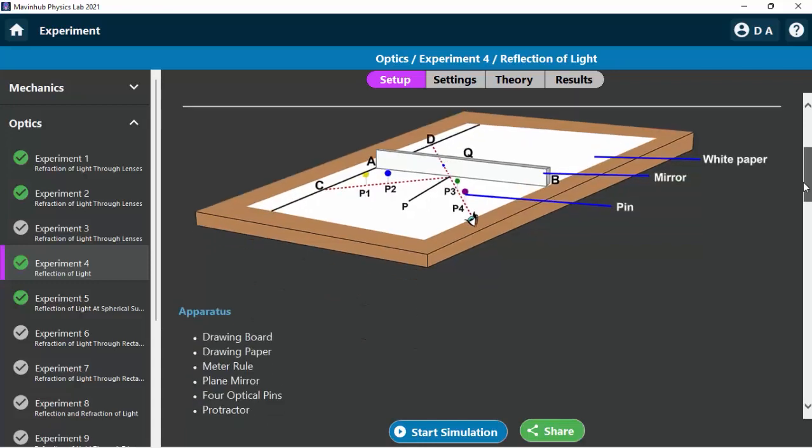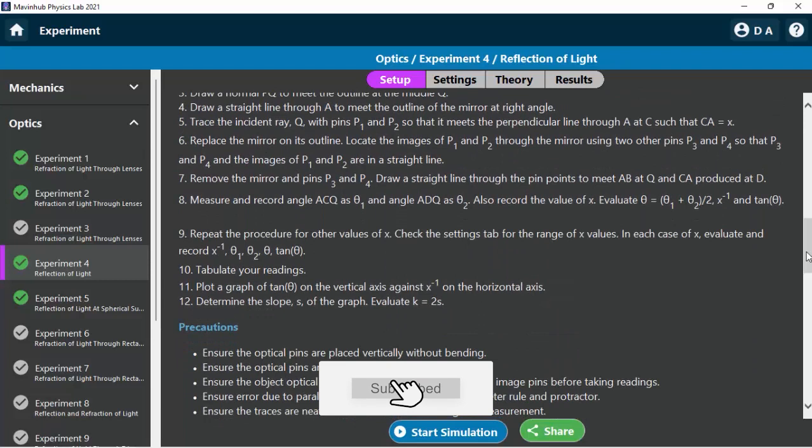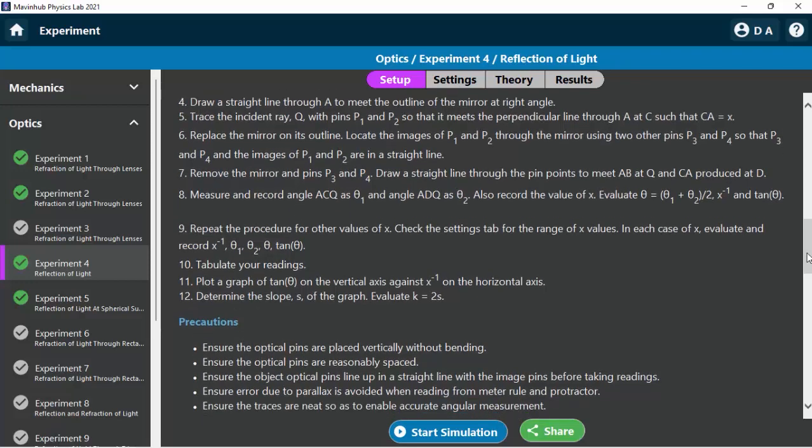Then the next one you do is to take the tan of theta. So the tan of theta will be calculated as tan theta. Then the last thing you do is to take the reciprocal of x. So you're going to tabulate all of this. You're going to tabulate x, the x reciprocal, θ1, θ2, and theta, then finally tan theta.